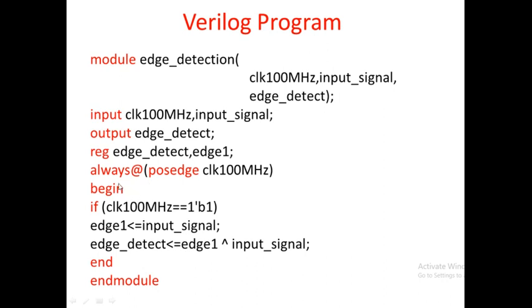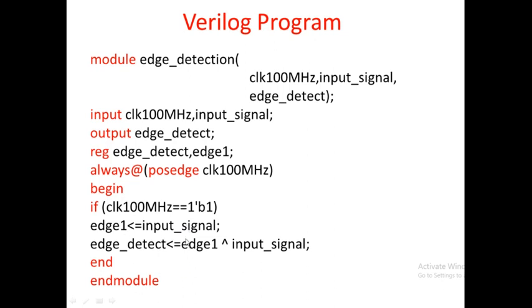Okay, see, always at the posedge of this clock. So every clock edge, the statements inside will be executed. So this is behavior level modeling. Every clock edge, I mean every master clock edge, I am detecting by using this if concept. If the 100 megahertz clock equals 1'b1, then the below statement will execute.